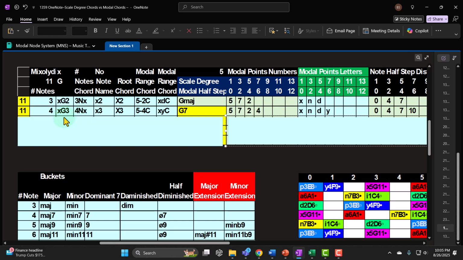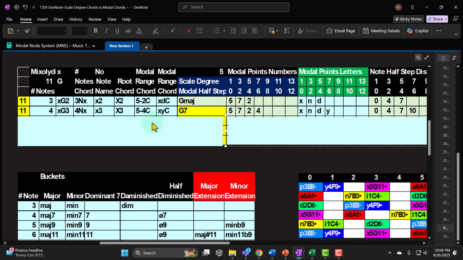Or you can call it a Mixolydian G3 chord, 3 modal whole steps, but the G is redundant. I'd rather get rid of the G, just call it a Mixolydian 3 modal whole step chord, meaning start on the Mixolydian, take 3 modal whole steps up from there, and every other modal half step or modal whole step in between. 3 modal whole steps up would be 6 modal half steps up, which would give you the 7th scale degree.